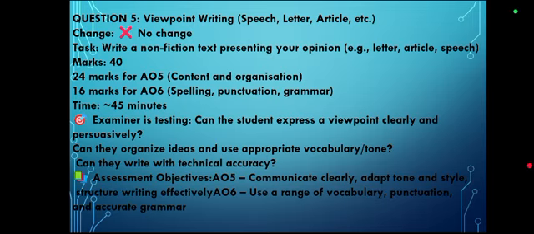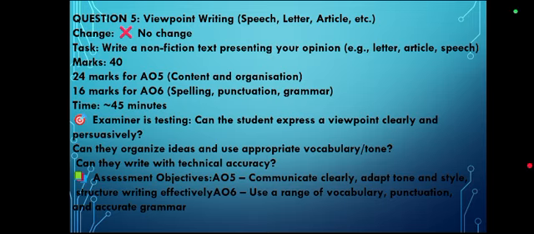You're going to be tested on your AO5, which is 24 marks, for content and organization, and your AO6, which is 16 marks, for spelling, punctuation, and grammar. You're expected to spend 45 minutes writing this paper.